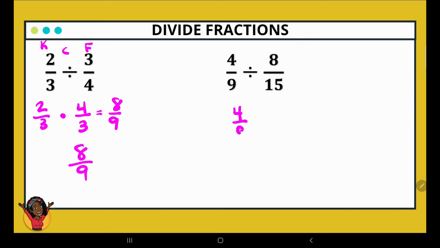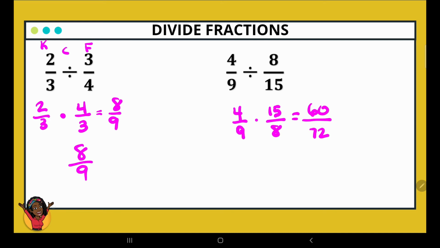4 over 9 times 15 over 8. In our next video, I'm going to show you how to solve this using cross-canceling. I know we're working with some big numbers in this example, but we're going to keep it this way for now. In the next video, I'll show you how to simplify these fractions first and then multiply. 4 times 15 is equal to 60. 9 times 8 is equal to 72. This can be simplified. Knowing your multiplication table really helps.